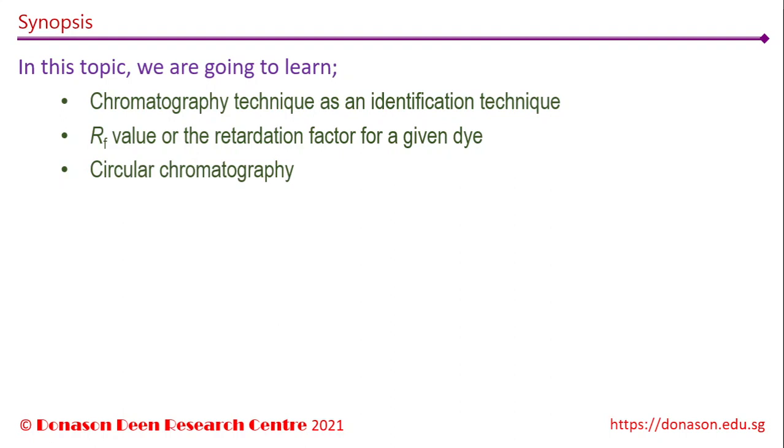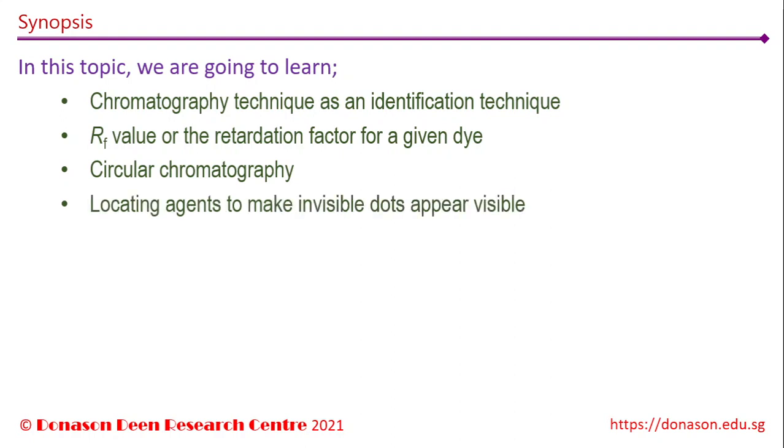Then, we shall discuss about developing chromatogram using a circular disc of filter paper and make comparison with the chromatogram obtained by linear movement of the solvent. Thereafter, we will move on to learning about locating agents which are often used if the component of a mixture is invisible and how we can use locating agents to make the invisible dots to become visible.